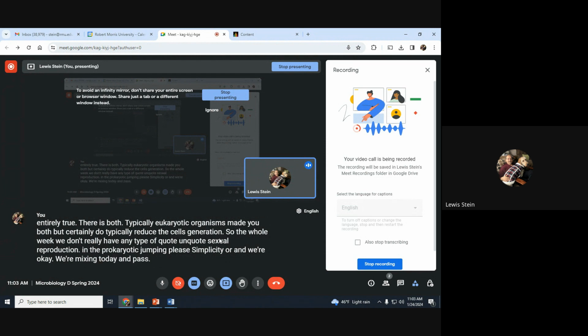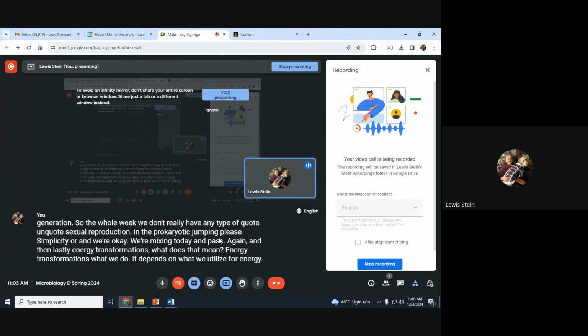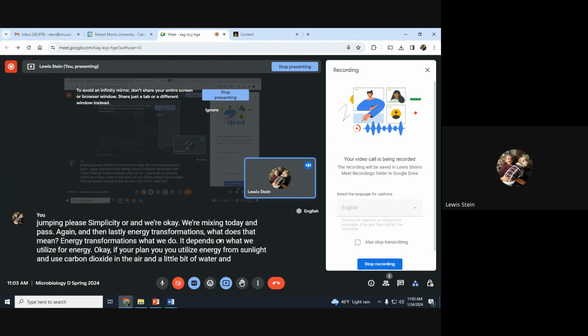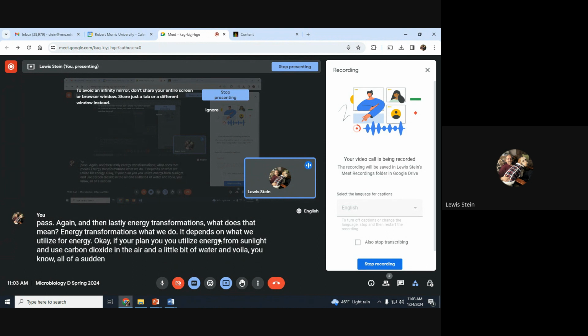And then lastly, energy transformations. What does that mean? Energy transformation is what we do. It depends on what we utilize for energy. If you're a plant, you utilize energy from sunlight and use carbon dioxide in the air and a little bit of water, and voila. All of a sudden you're making carbohydrates and giving off oxygen. You're doing photosynthesis. That's an energy transformation.